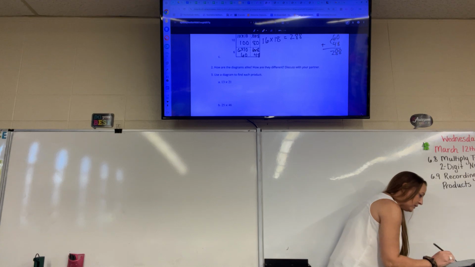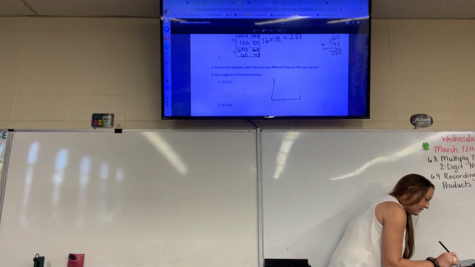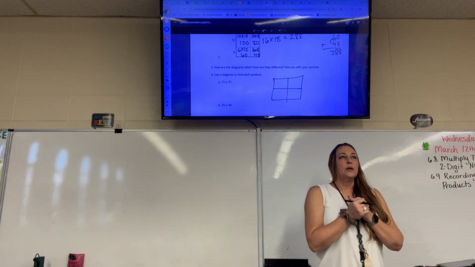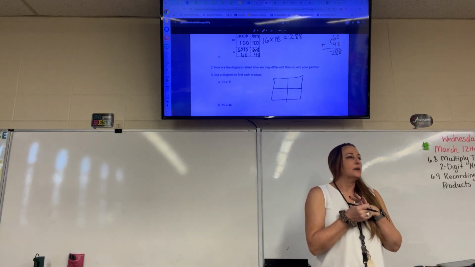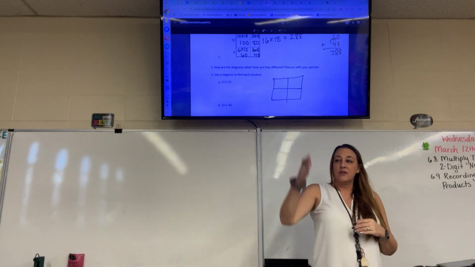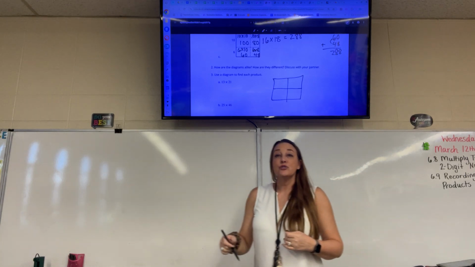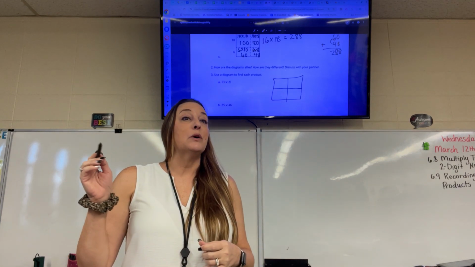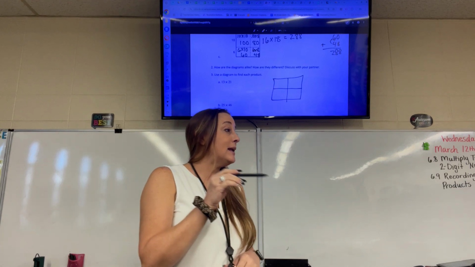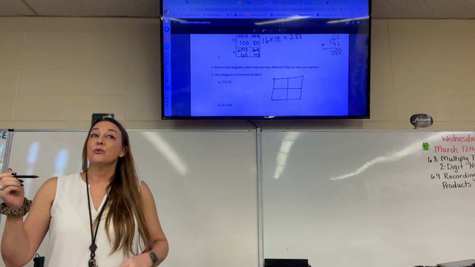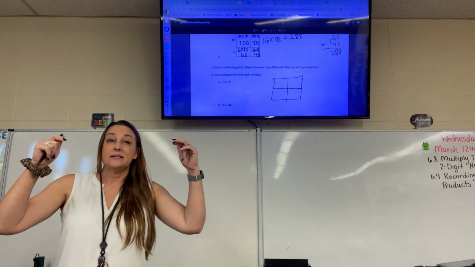So here we go. We're going to draw a box and it's going to have 4 sections in it. You can put, it doesn't matter whether you put the 13 on top or on the side. I usually recommend that you put the bigger number on top. This is where most kids have made mistakes today. Anybody who's made mistakes today have made them because they put the wrong digits in these places.